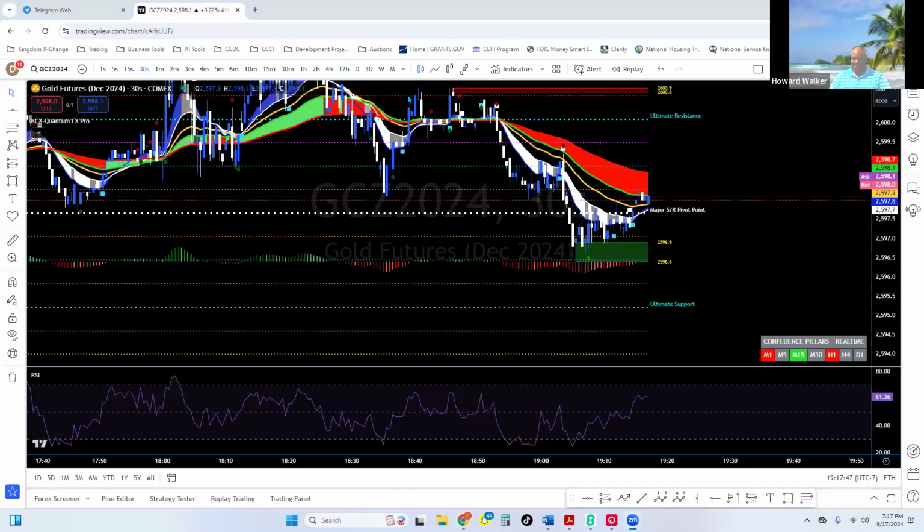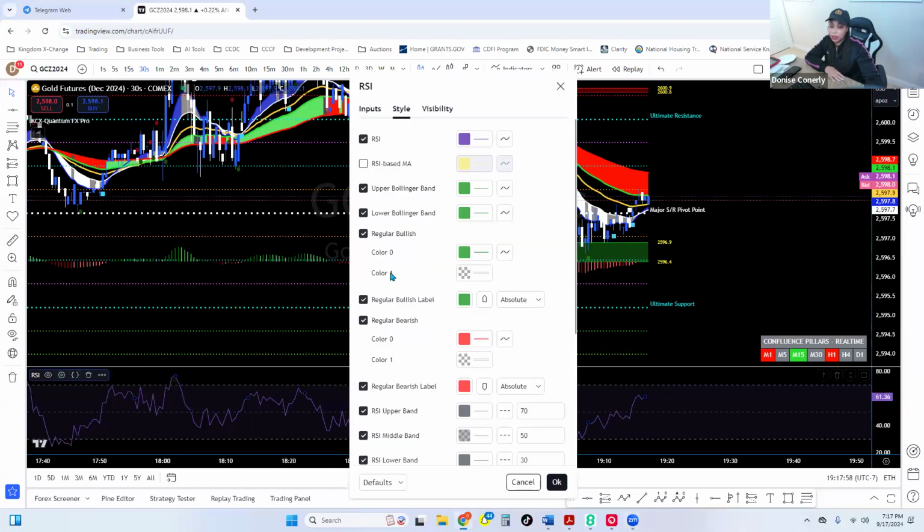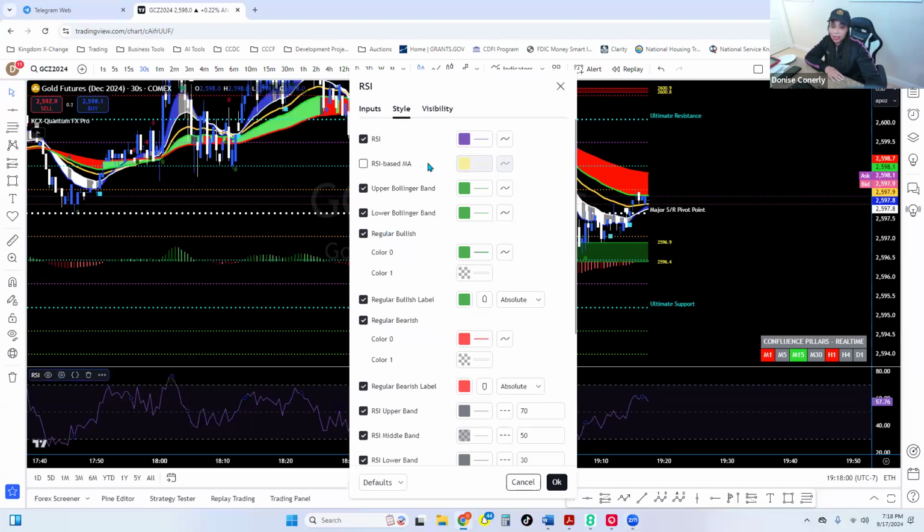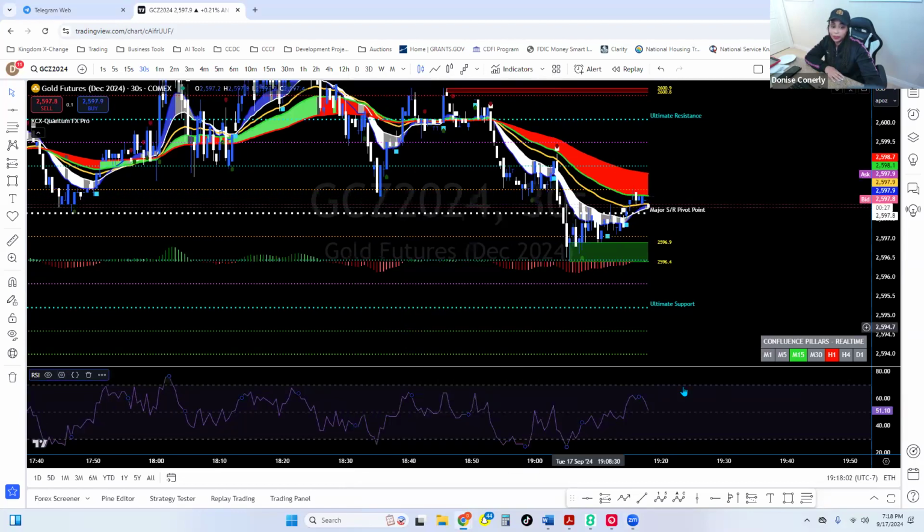Nah, the RSI setting is just 10. It's a standard RSI 10, and I take the MA, shoot, what am I trying to say? I take the RSI-based MA off. But yeah, now look, I still have this trend right here. This is about to go, it was blue, it's coming back.